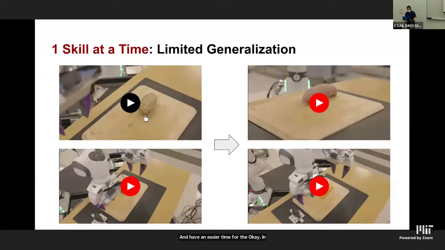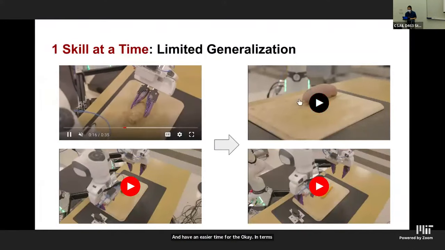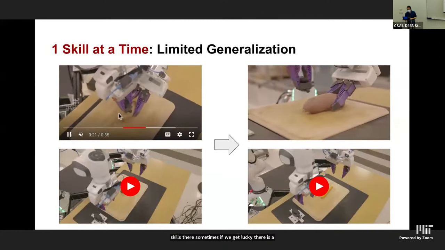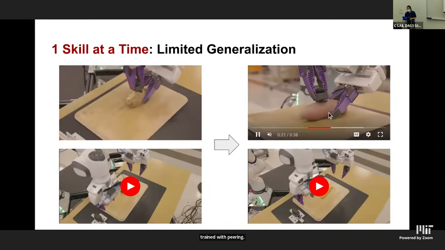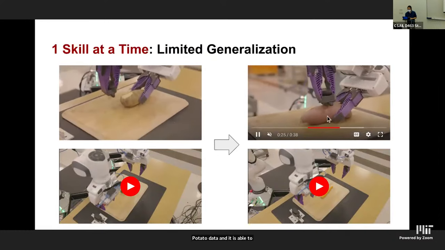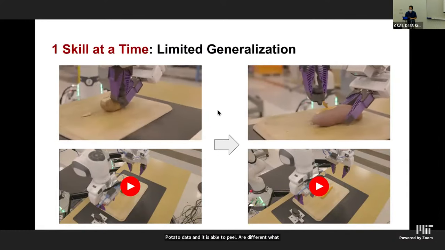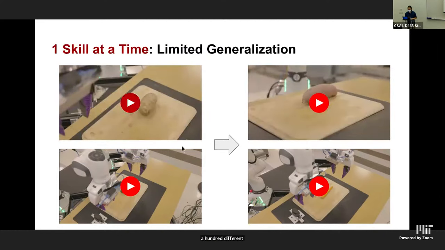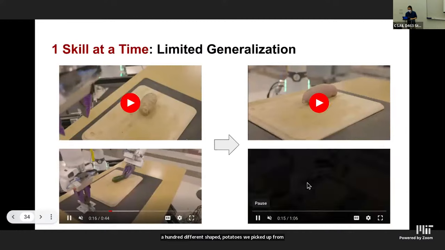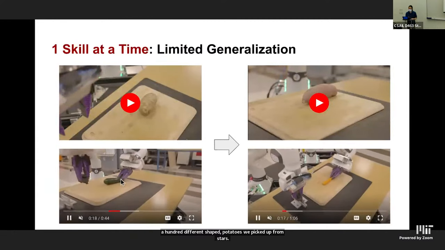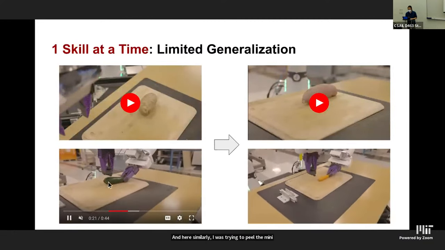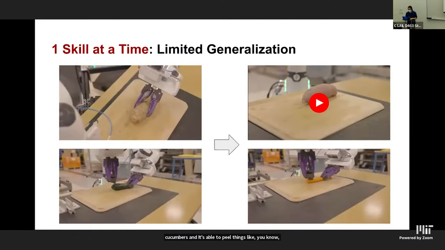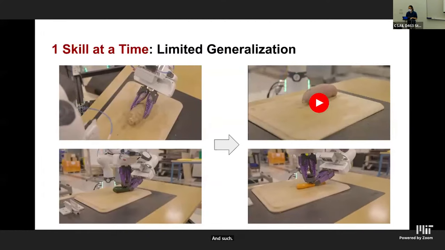In terms of single skills, sometimes if we get lucky, there is a little bit of generalization. So in this case, we've only trained with peeling potato data, and it is able to peel a different, what is this, a sweet potato. We've trained it over, I think, 100 different shaped potatoes we picked up from stores. And here, similarly, it was trained to peel the mini cucumbers, and it's able to peel things like zucchinis and carrots and such. But generalization doesn't happen all the time at this point.